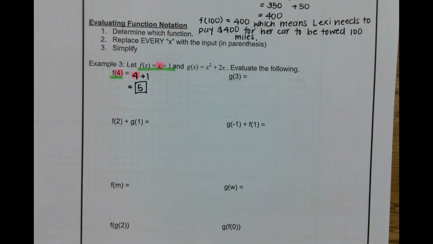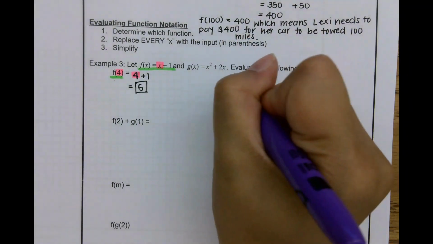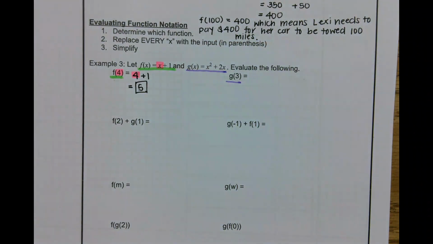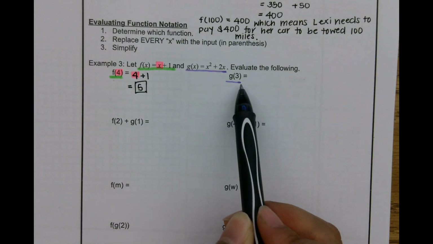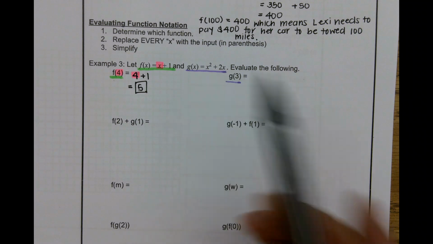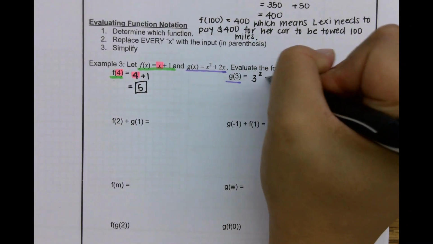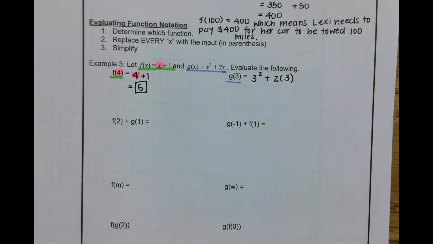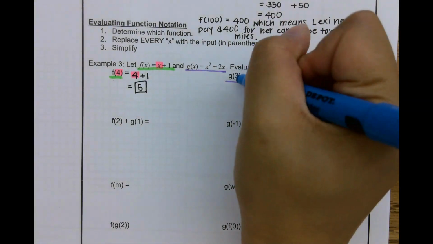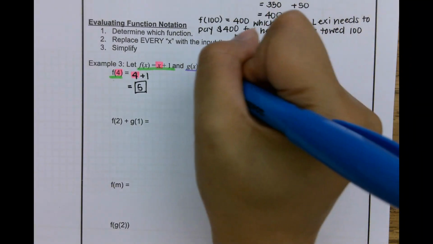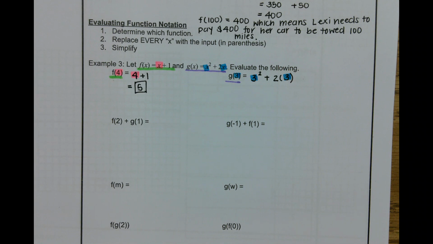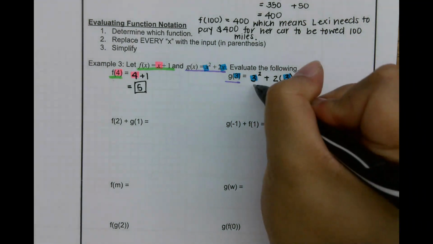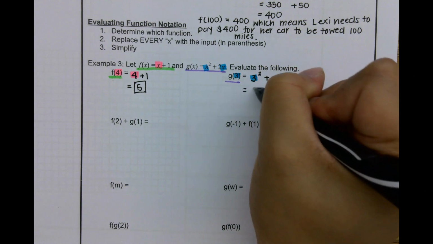Okay. Then I'm going to replace every x with the input in parentheses. So I'm going to put a 3 in here and a 3 here. Okay, let me highlight it for us. Okay, and then all you have to do is solve. Okay, you guys should know what 3 squared is. That's 3 times 3. That equals 9. Okay.